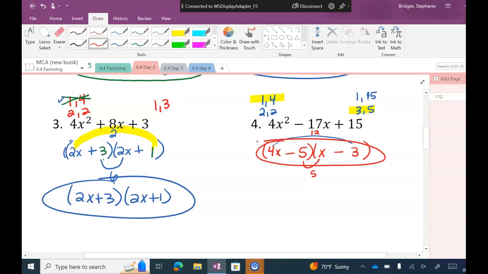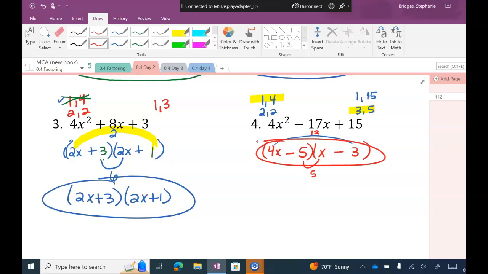Okay. I'll do this one more time this way, and then y'all can just pick which way you want to do it. So 4 comes off. Rewrite the first term without it. Middle term stays the same. 15 times 4 is 60. So I want numbers that multiply to give me 60 and add to give me 17.